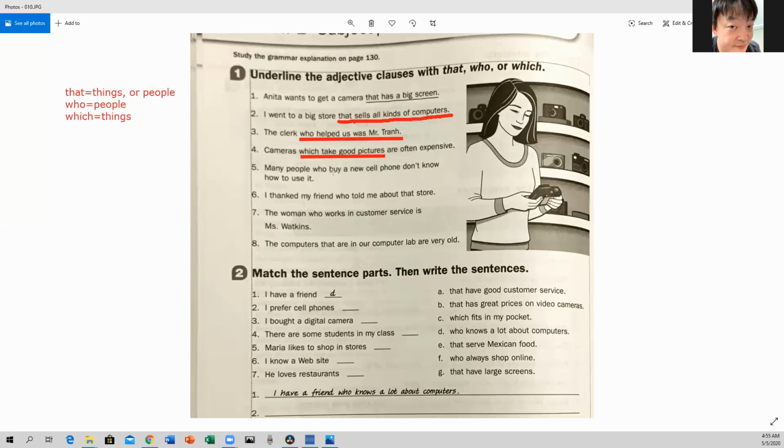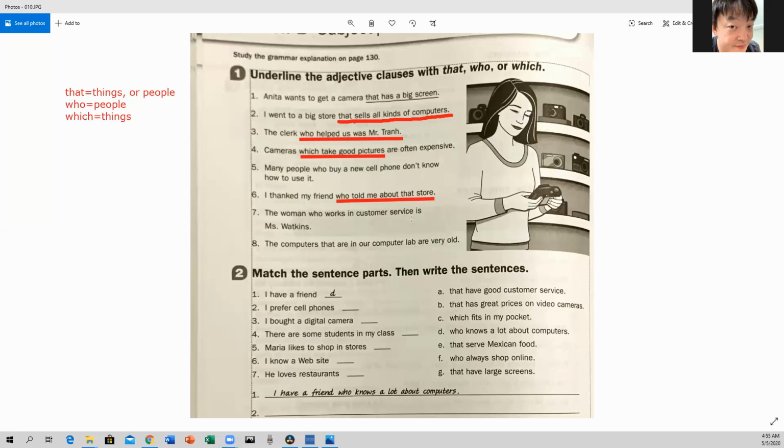Let's go to number 6. I thank my friend who told me about that store. I thank my friend. What friend? Who told me about that store.